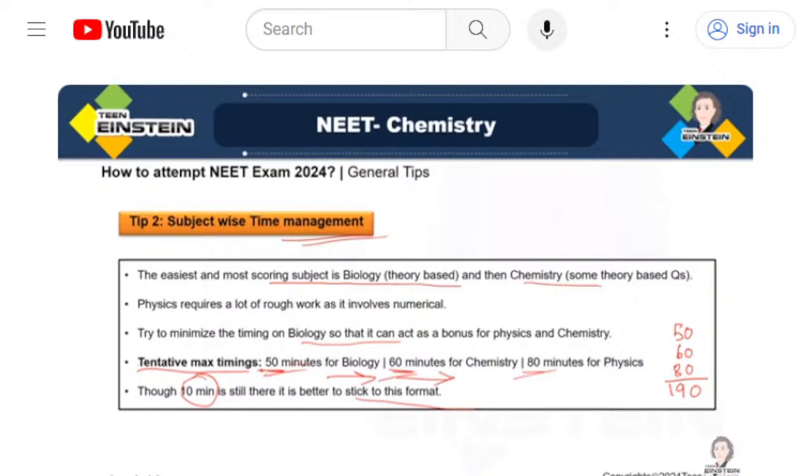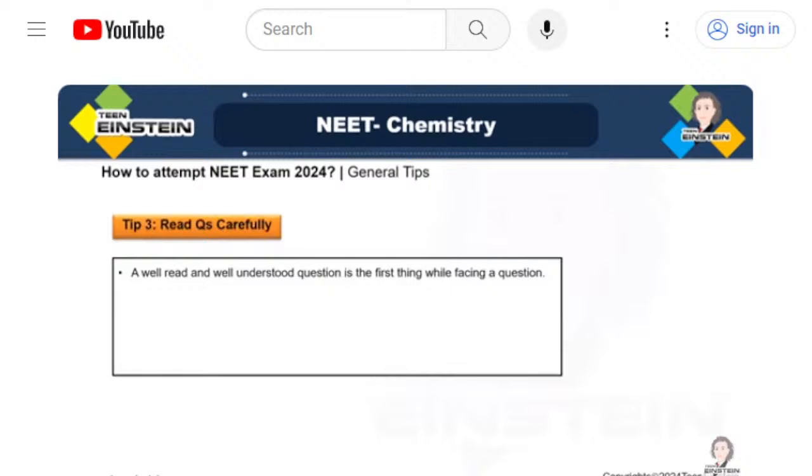Even if it is not 50, 60, 80 as per you, still try to keep minimum time for biology because it is theory based. And physics requires more time because you have to solve numericals, right? You have to handle different data. That is the reason we have this type of tentative maximum timing. So this is subject wise time management. Tip number 3, read questions carefully.